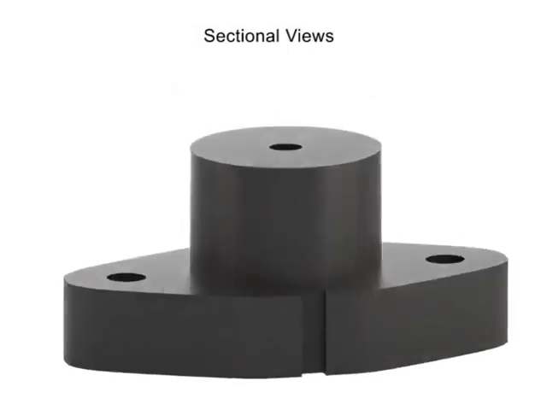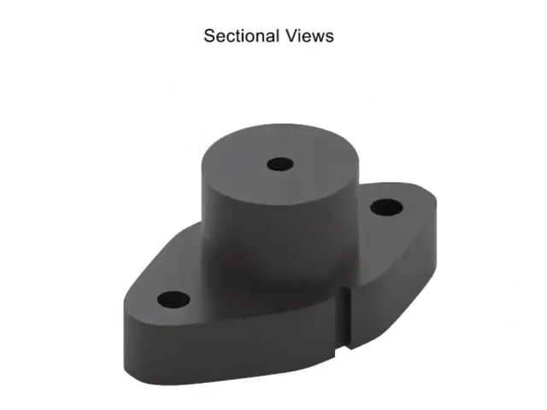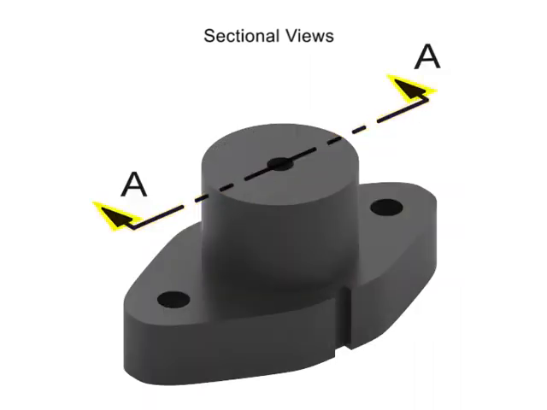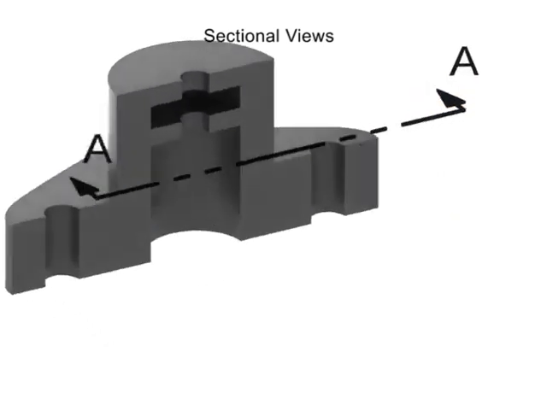A sectional view is made through an outside view. To make the section, imagine a plane cutting through the part. The cutting plane is indicated by a line with arrows called a cutting plane line. The arrows on each end indicate the direction you view after the cut is made and are typically labeled with letters that identify the new view.